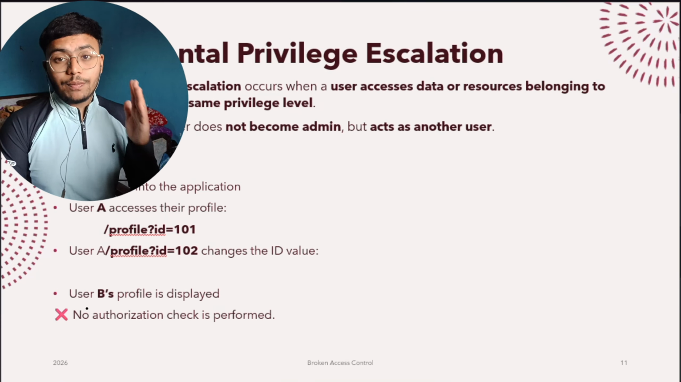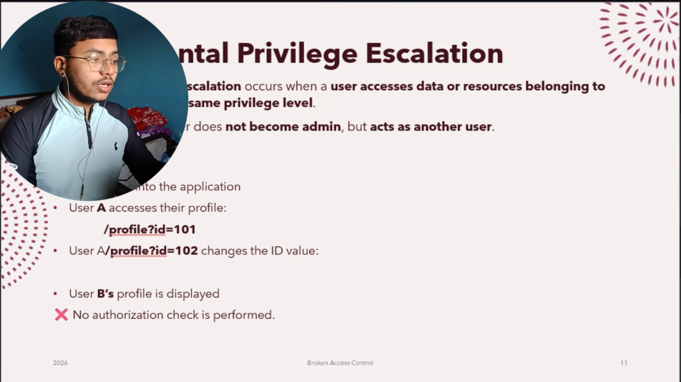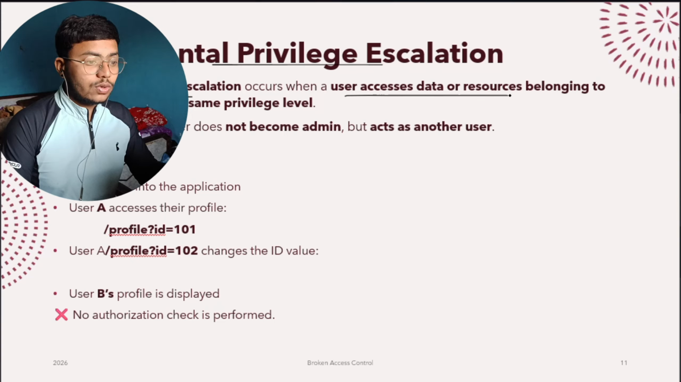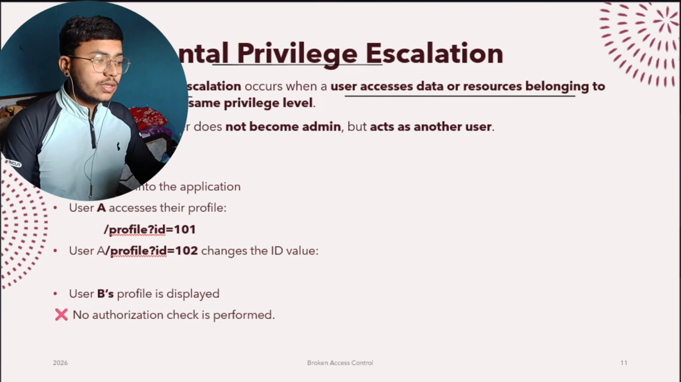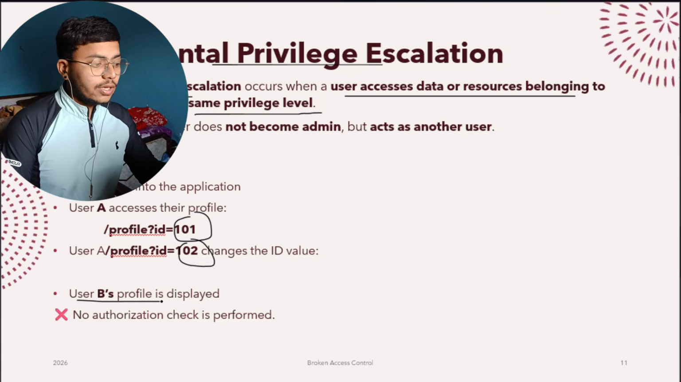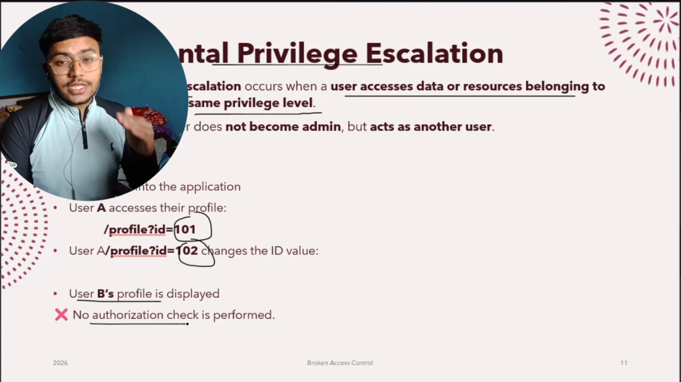Then, the second type of broken access control is horizontal privilege escalation. Horizontal privilege escalation occurs when a user accesses data or resources belonging to another user with the same privilege level. For example, by changing the ID from 101 to 102, user A can access the profile of user B. No authorization check is performed.